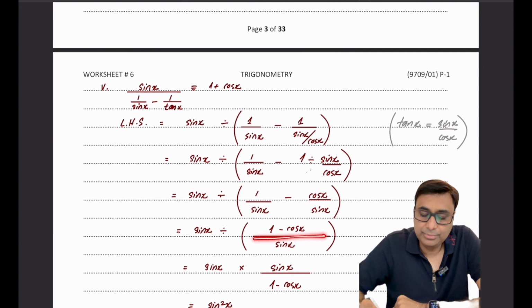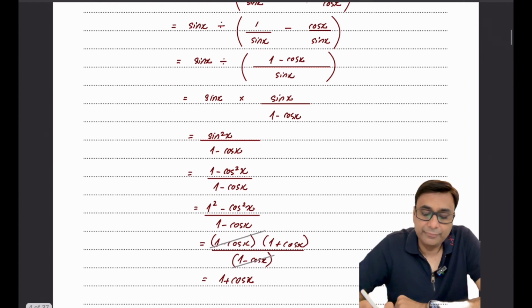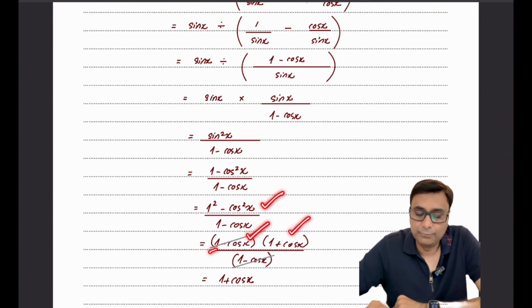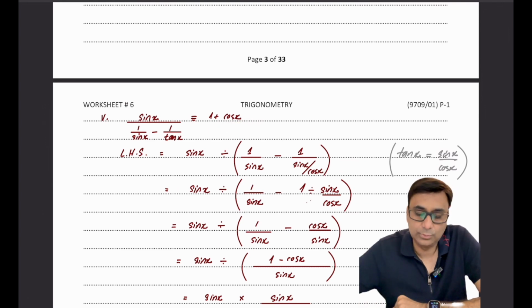And then I can take LCM, 1 minus cos x over sine x. Due to the division sign, I can flip it over. And then it becomes sine x into sine x, which can be simplified as sine square x upon 1 minus cos x. And 1 minus cos square x can be again factorized. By using the formula a square minus b square, it becomes a minus b and a plus b. And 1 minus cos x and 1 minus cos x would cancel out, and you would be only left with 1 plus cos x. That is what you had to prove in the beginning. And hence, this is also proved.